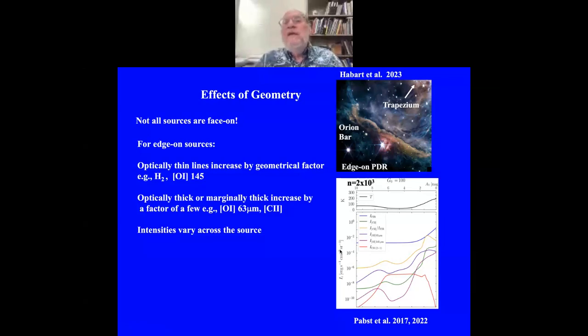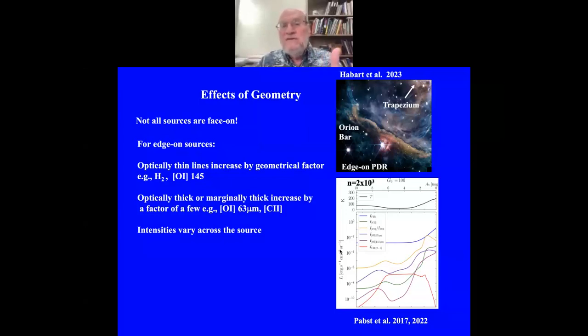Now I want to talk a little bit about caveats, things to watch out for when you're applying your models to observations. And first I'll start with geometry. Most of these PDR models are for face-on PDRs. Now, what I mean is that the source of illumination is perpendicular to the surface of the cloud, and your line of sight is along that line of illumination. So the emission that you see comes from the illuminated surface.